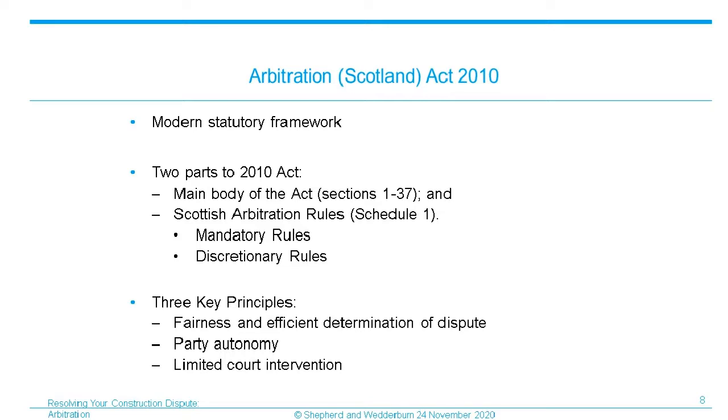The main body of the Act runs to 37 sections and regulates the external aspects of arbitration, so for example, the enforcement of the arbitral award. Schedule 1 contains the Scottish arbitration rules, which are further subdivided into mandatory rules and discretionary or default rules. The default position is that all of the rules apply. However, before the arbitration commences, parties can agree to opt out of the default rules. This allows parties to shape the procedure to suit their dispute.